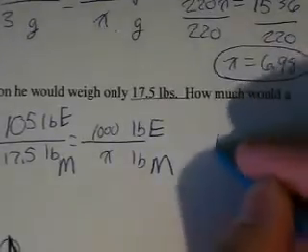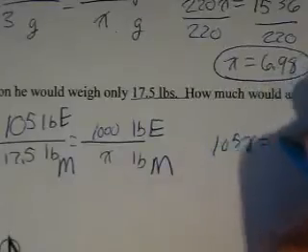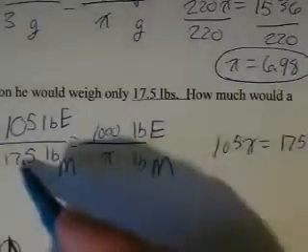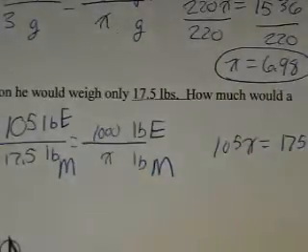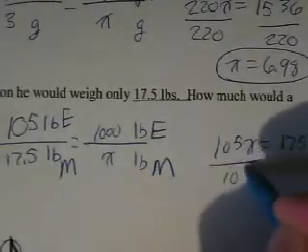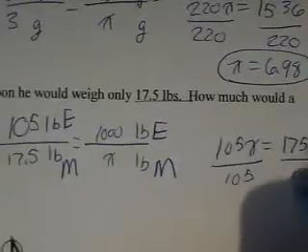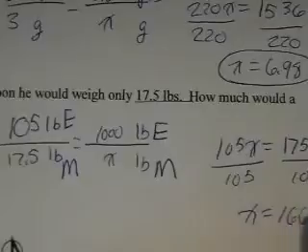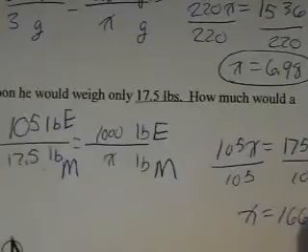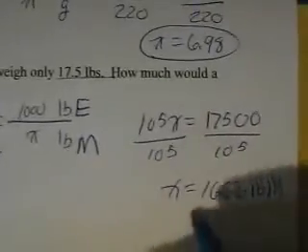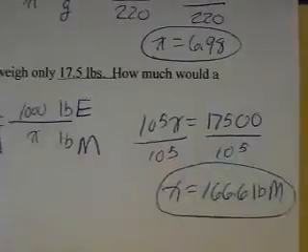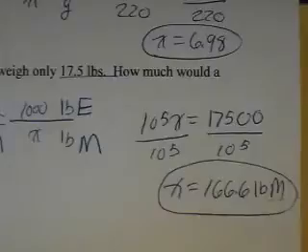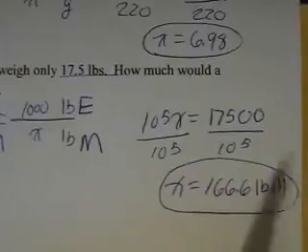Okay, 105x equals 17,500. Divide both sides by 105, and x equals 166.6 pounds on the moon. So this 1,000-pound car on Earth only weighs about 166 pounds on the moon. Okay?